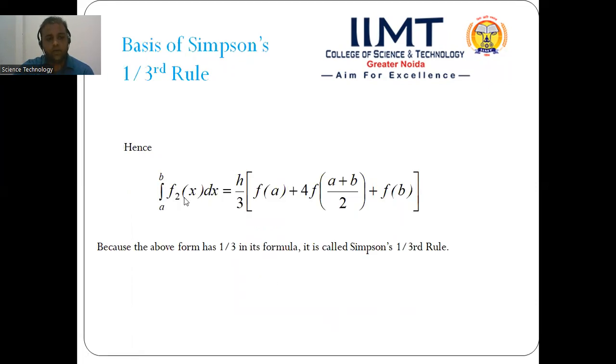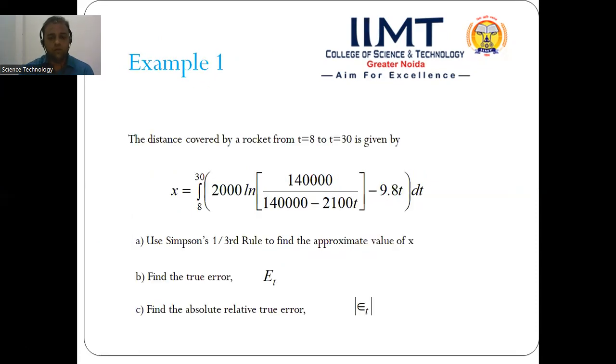As a to b f of x dx is equal to h by 3 times f(a) plus 4f of the midpoint plus f(b). Because the above form has one-third in its formula, that's why it is called Simpson one-third rule. Let's do an example and find out the error, the absolute error and the absolute relative error.